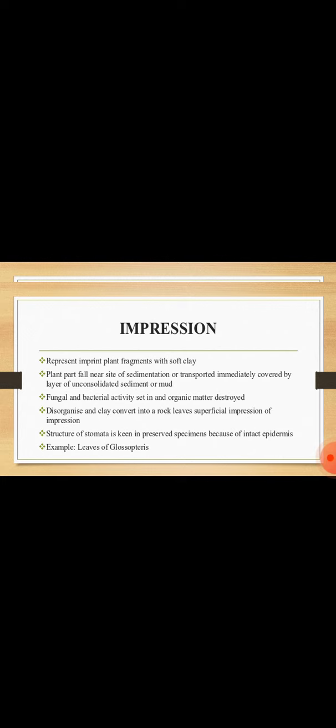The next one is impression. These are the prints made by plants or plant fragments which came in contact with soft clay. When the sediments increase in thickness with entombed plant material, compression results and the less resistant and more compressible plant part is flattened to a mere fraction of its original thickness. A leaf falling on semi-stiff clay, after its original matter has decayed, leaves the imprint of its form and veins.